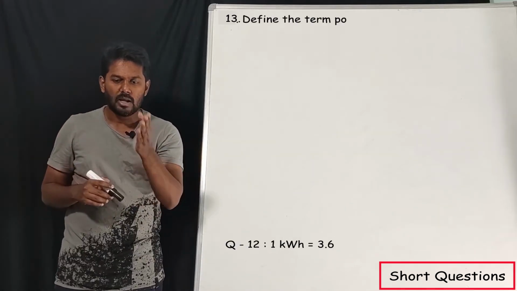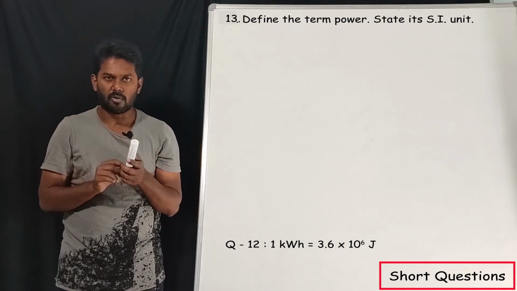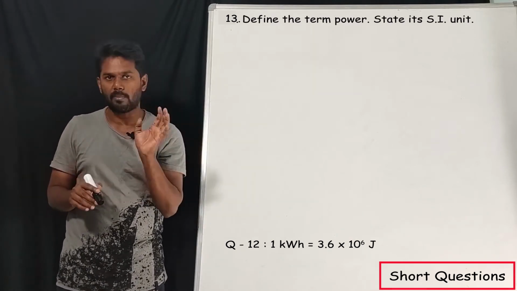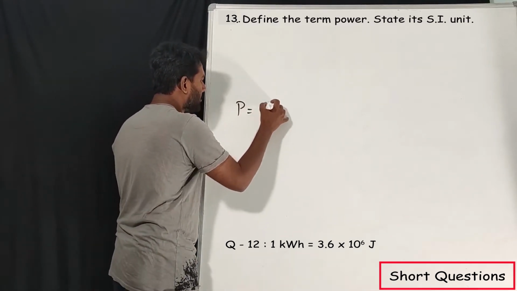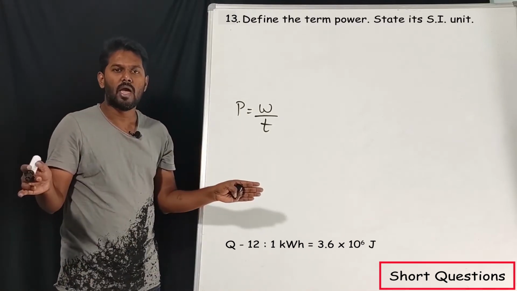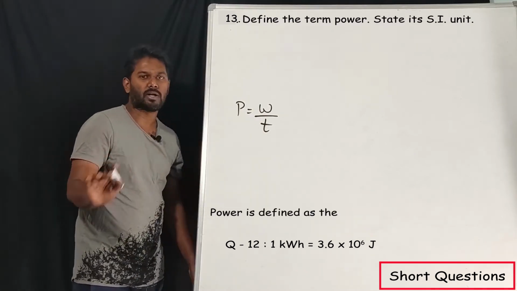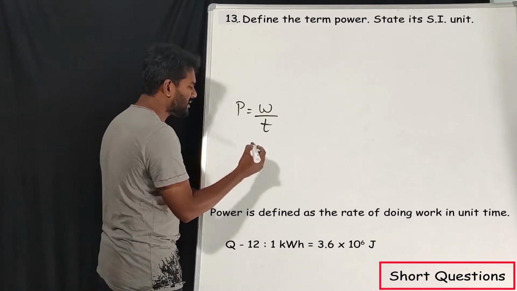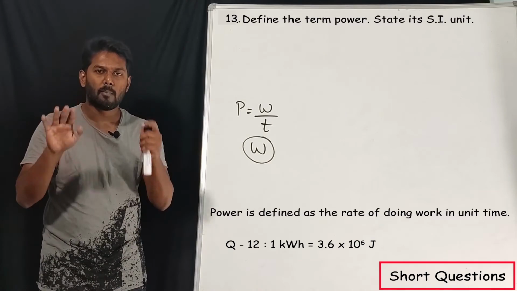Define the term power. State its SI unit. What do you mean by power? There are two types of power, mechanical power and electrical power. In this chapter, we are not talking about electrical power. We are talking about mechanical power. So, power is nothing but this is the formula, correct? But if you write like this, they are not going to give you any marks. So how can we define? Power is nothing but rate of change of work done. They are asking for SI unit. What is the SI unit of power? That is nothing but watt. Watt is the SI unit of power.